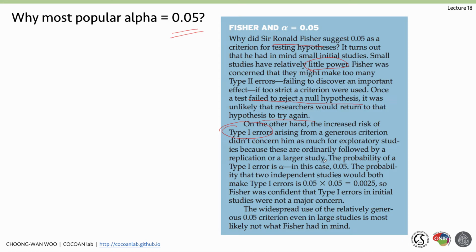So for example, the probability of the type 1 error is alpha, in this case 0.05, and the probability that two independent studies, so a replication, would both make the type 1 error is 0.05 times 0.05, which is 0.0025. So it's quite low. So Fisher was confident that type 1 errors in initial studies were not a major concern. However, we are still using 0.05 for highly powered studies with large sample sizes. That means we might be too generous and we are going to make more type 1 errors.